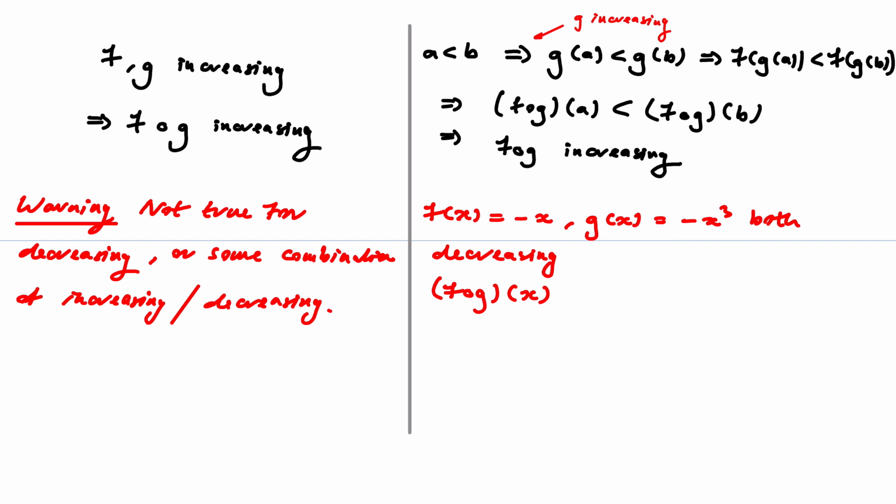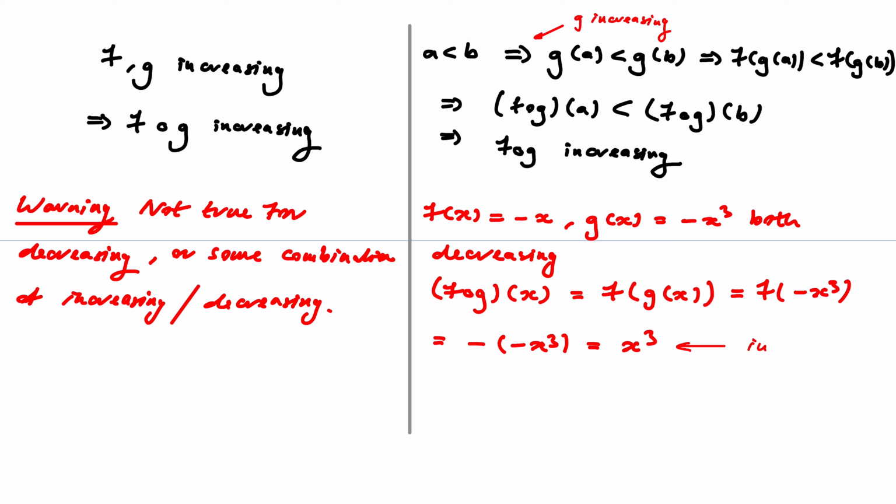It would be equal to f of g of x. Okay, so that's equal to f of minus x cubed. But now that's just equal to minus of minus x cubed. This is equal to x cubed on its own without the minus. And this actually is an increasing function. So the composite of two decreasing is not decreasing.